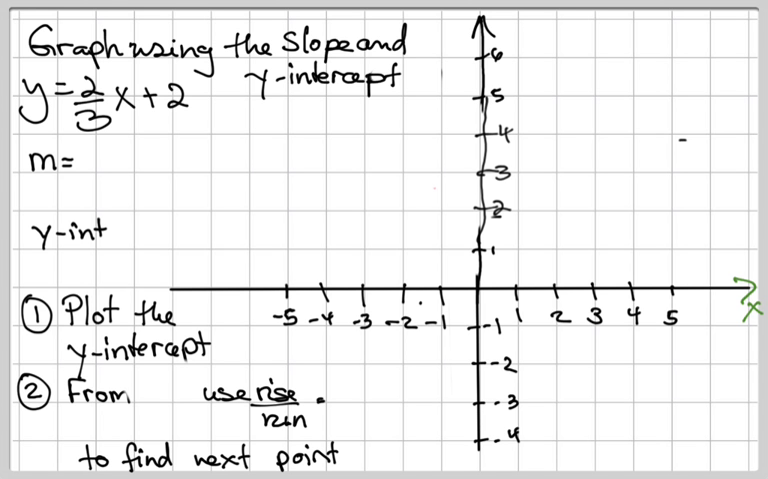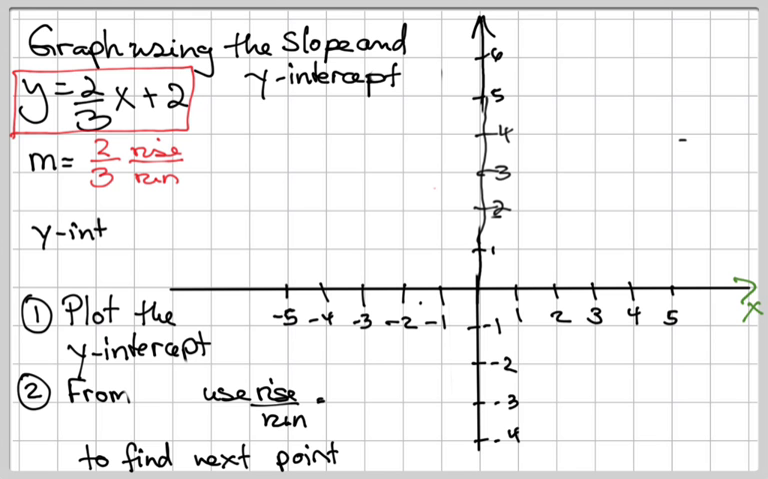You can always use a t-table if you want to. You can also find the x and y-intercept, but I find this method the easiest. So we want to graph 2/3 x plus 2, and we want to use the slope and the y-intercept. So what's the slope here? 2/3, and I always write rise over run.